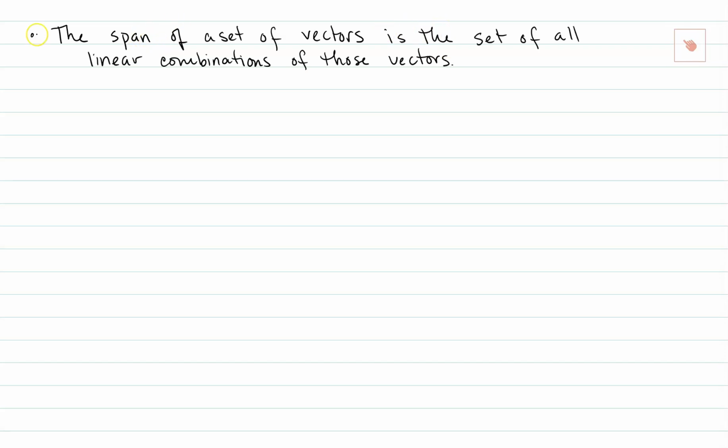Hi everyone. In this video we're going to talk about spanning sets and minimal spanning sets. So let's just recall that the span of a set of vectors is the set of all linear combinations of those vectors. And we write that the span of whatever set of vectors we have is equal to the collection of possible linear combinations of all those vectors.